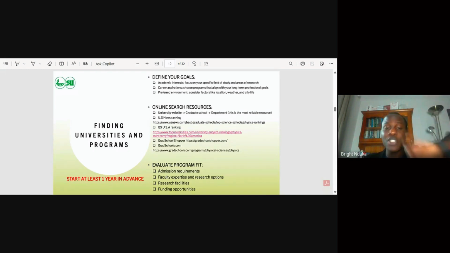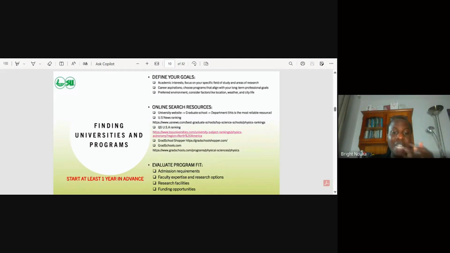The US News ranking: if you go on Google and type US News ranking, you get that there, or this particular link that you have there. And the QS USA ranking also, all the links are there. I can share them with you. You can go on there, and I use this example from somebody who is looking at pursuing something in physics. You can see loads of top universities there, and what they actually offer.